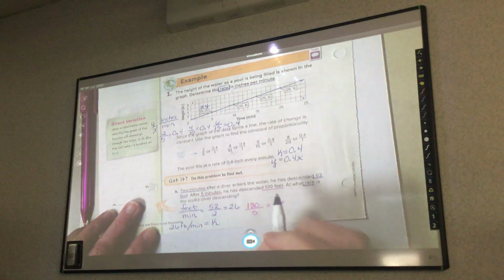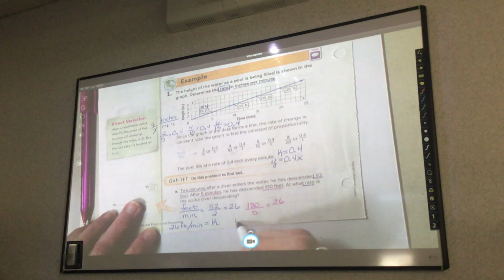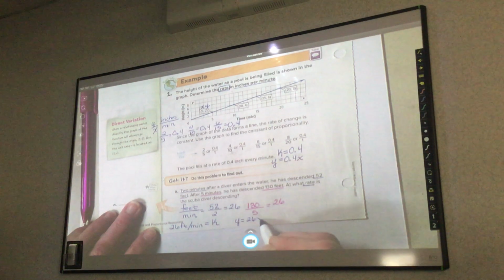Then I'm going to make you write a linear equation. What do I start with? Y equals 26x.